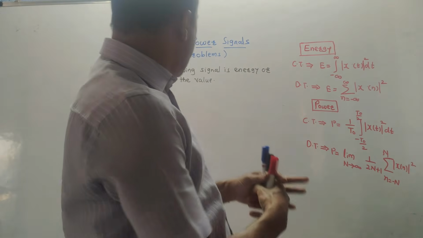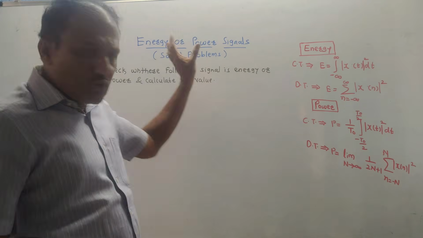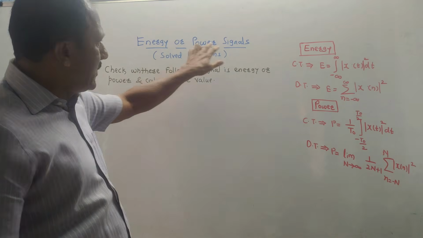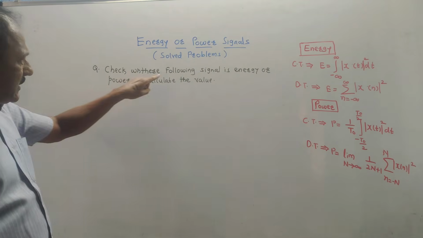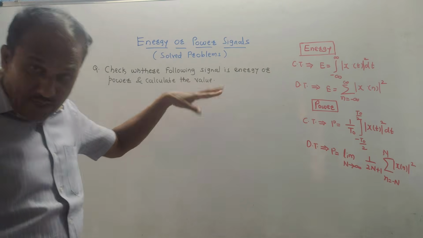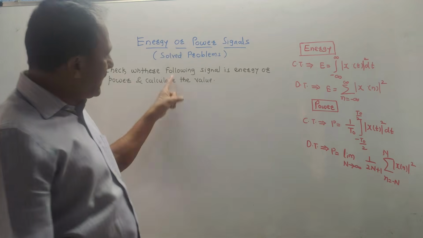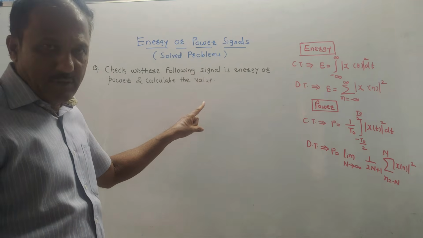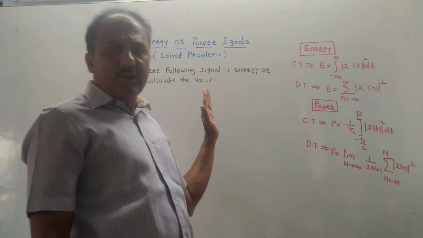Dear students, today's topic is energy or power signal. I will explain how to solve numericals related to energy or power signal. The likely question is: check whether the following signal is energy or power and calculate the value. The value means if it is an energy signal, calculate the value of energy. If it is a power signal, calculate the power of that signal. The question is expected either for 4 marks or 6 marks.